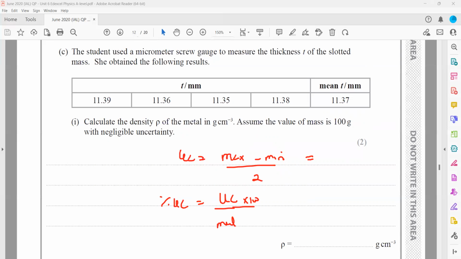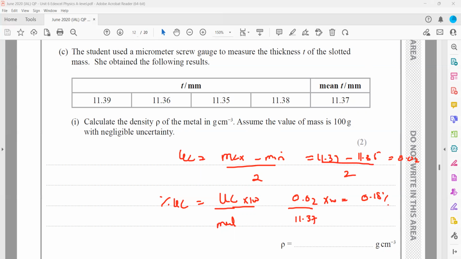The maximum value in this result, if you convert the unit, that is fine. If you don't convert the unit, that's also fine because you are taking a percentage. It won't make a difference because it will give the same result. So maximum is 11.39, minimum is 11.35, divided by 2. This will give us the uncertainty, which is 0.02. Then to calculate the percentage uncertainty, 0.02 divided by the mean. The average was 11.37, times 100. So this will give us the percentage uncertainty in the thickness, which is 0.18. So 0.18% uncertainty in the thickness and 0.48% uncertainty in area.